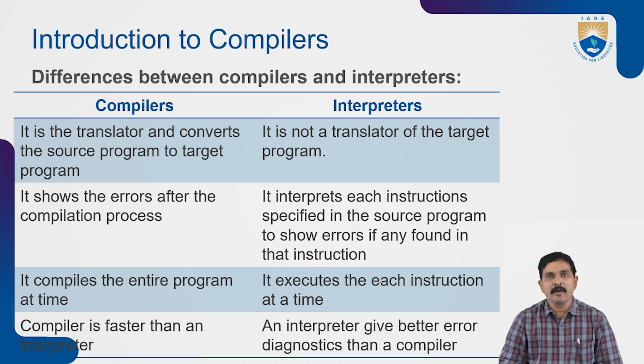But here you are getting better error diagnostics than with a compiler. Suppose 100 lines of program are there. Where is the error, at which line of code, is very difficult to find using the compiler. But in the interpreter, the duty is mainly line by line verification. So for error diagnosis, you get a better idea using an interpreter than a compiler. These are the key differences between compilers and interpreters.